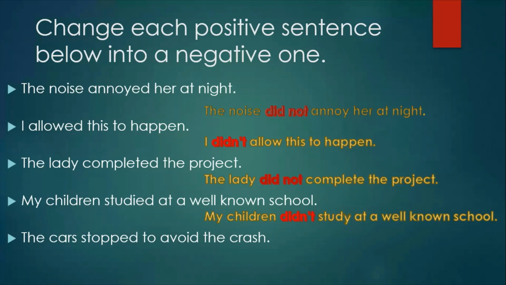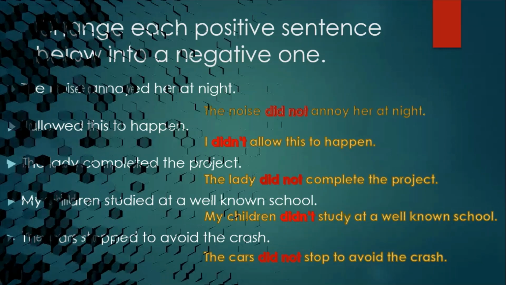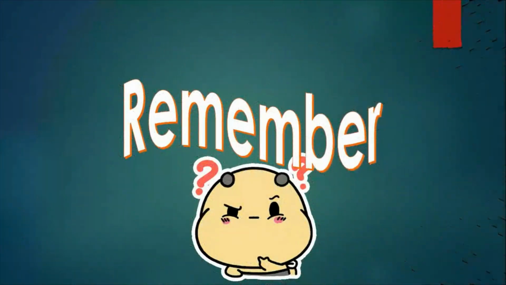And please notice that. Let me go back for a second. Look at it and notice how we lose the IED and put the Y instead. Okay? Because we have to take our verb back to the infinitive form. The car stopped to avoid the crash. Yes, so what are we losing here? That's right, we're losing one of the P's plus the ED. So here we go. The cars did not stop to avoid the crash. Okay, so just remember, okay?